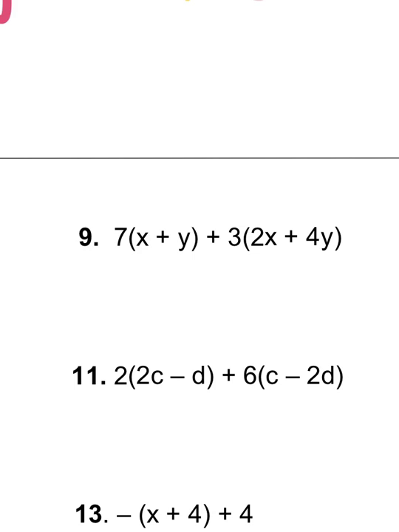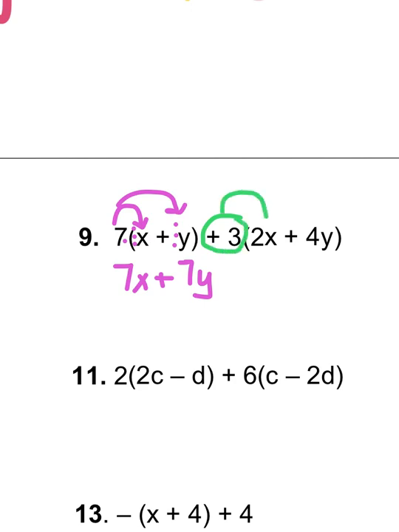For number 9, we are distributing first before we can simplify. So remember, in front of these terms, there are understood ones. The 7 is being multiplied. We will distribute it to each term. 7 times 1x is 7x. 7 times 1y is 7y. The next thing that we're distributing is a 3. Notice it is positive, very important. Positive 3 times 2x is plus 6x. Positive 3 times 4y is plus 12y.